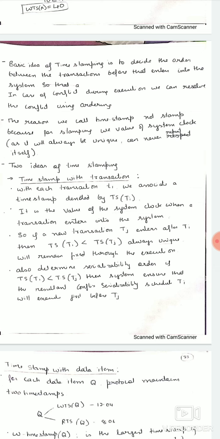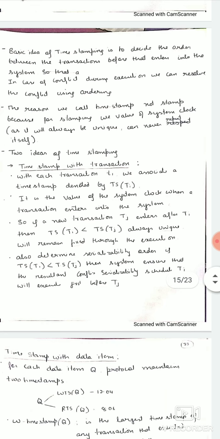See, as so many instructions will arrive, there are concurrency issues and all. So to resolve all such concurrency and conflicts, we will assign the ordering to them. That means we are going to assign each instruction a time. So if a time is given, then there will not be any conflicts or concurrency issues.